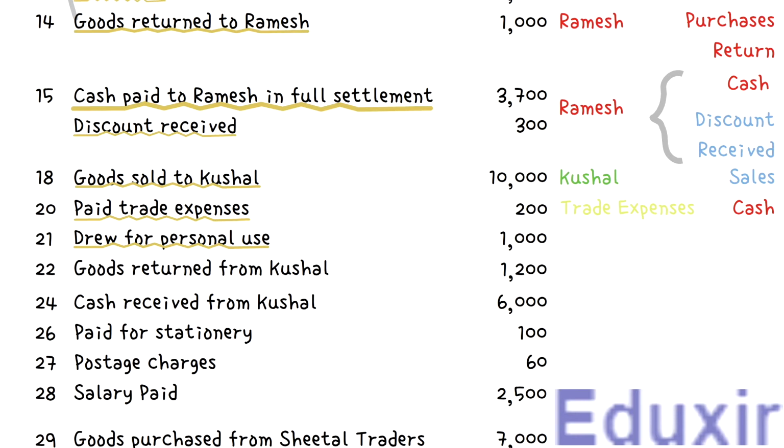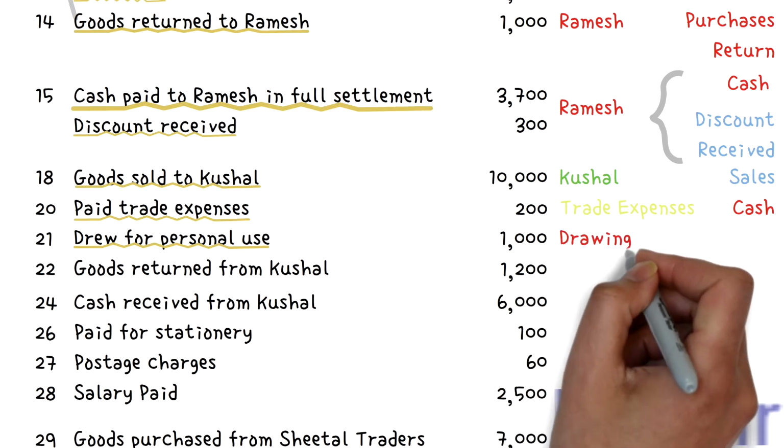As you know, the drawings reduce the capital. In other words, the capital of the owner is decreasing in this transaction. The rule to record any decrease in the capital is to debit the corresponding capital account. In this case, the drawings account should be debited, not the capital account.